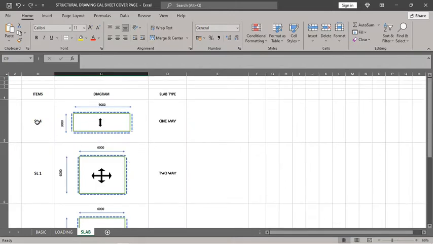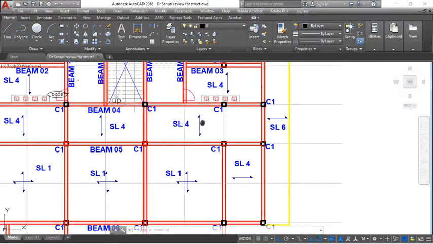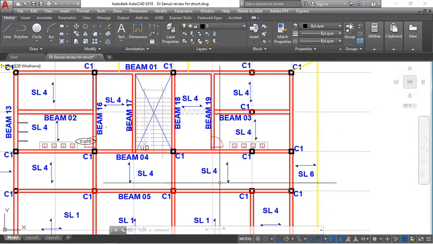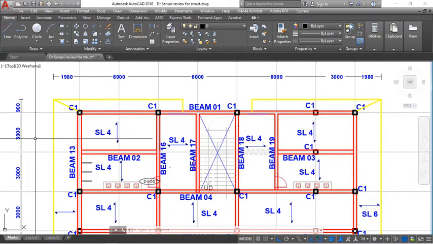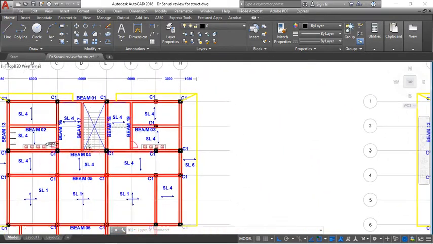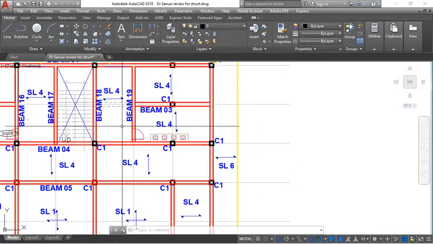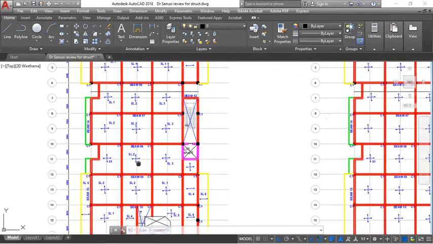So you can see slab type 4, and this is the worst of them all, with the 9 meters on this one and 3 meters on this, on the short span. Every other slab type 4 is not as big as this. Basically, for most of the type 4, the span is 3 by 3 meters. So I picked this as representative of all the slab type 4 in the layout.